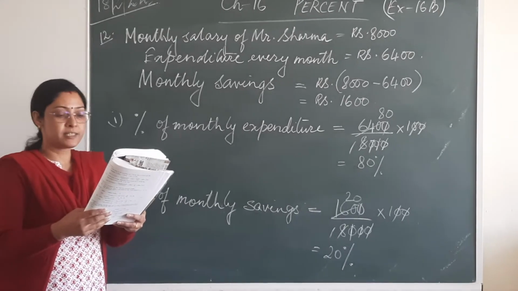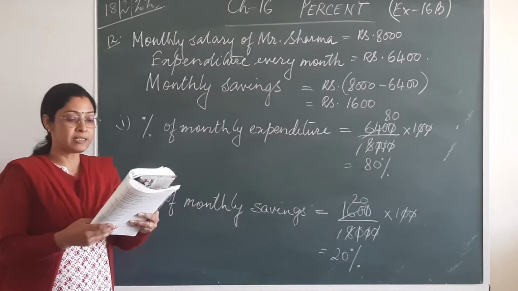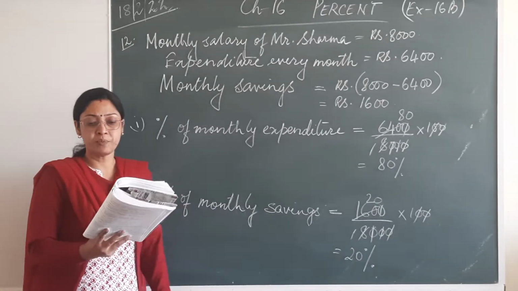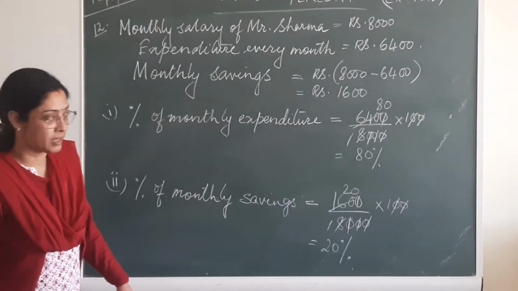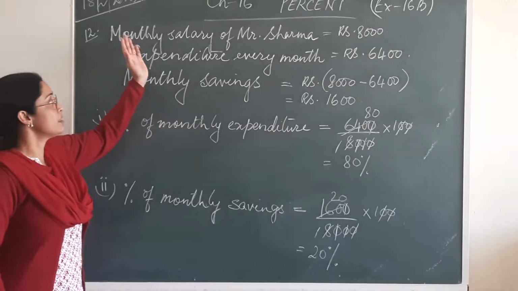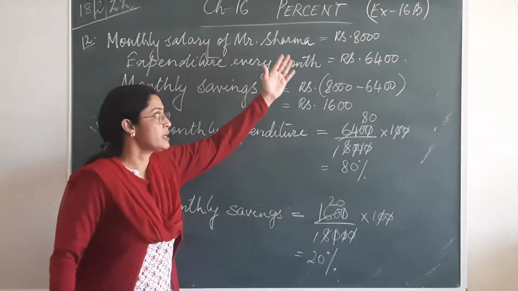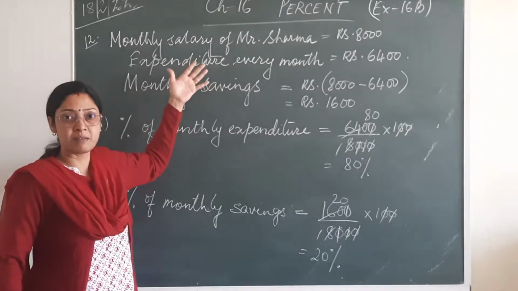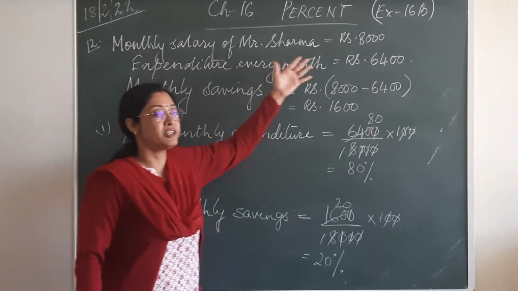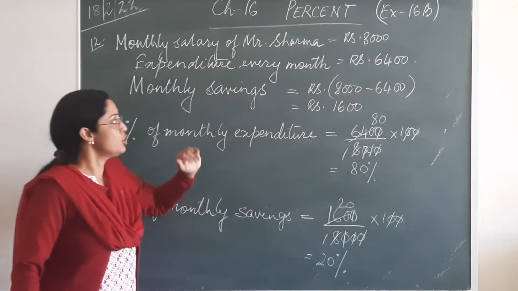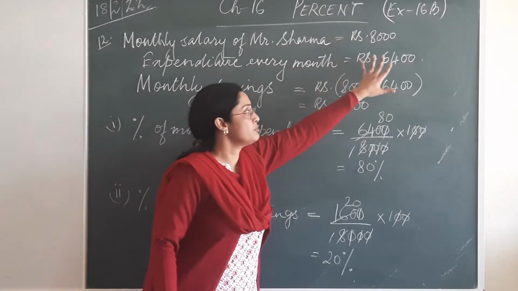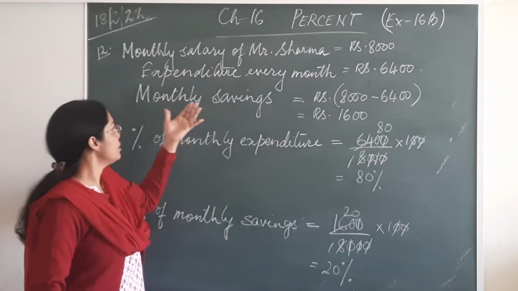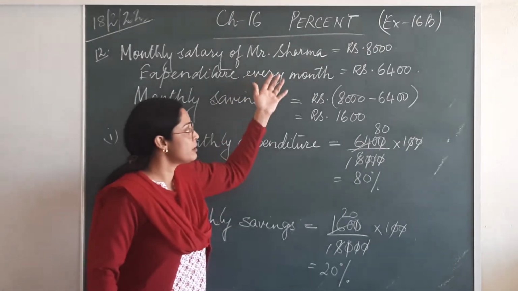In question number 12, it is given, Mr. Sharma has a monthly salary of rupees 8,000 and he spends rupees 6,400 every month. So as you can see over here, children, the monthly salary of Mr. Sharma is rupees 8,000. Now the expenditure, that means the money he is spending every month, is rupees 6,400. So we know the total amount, we know the expenditure amount. So we can find out the savings of that person. So what is the monthly saving of Mr. Sharma?